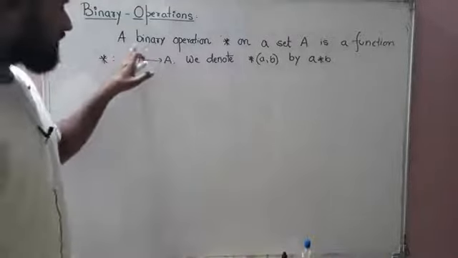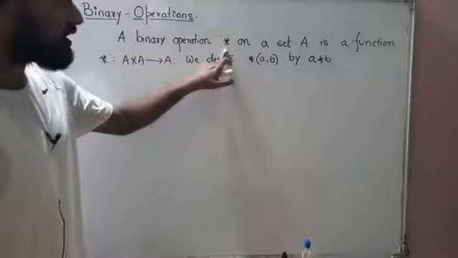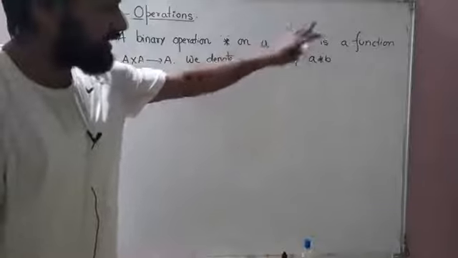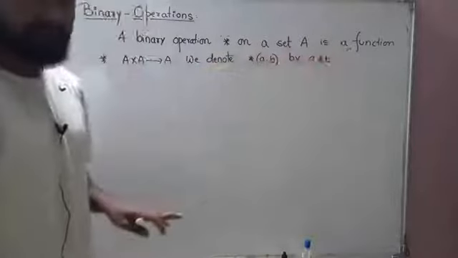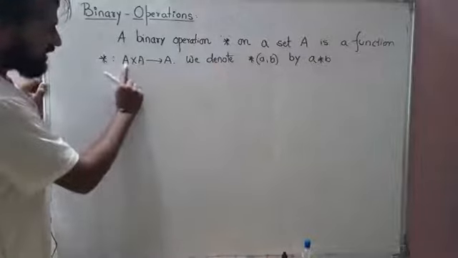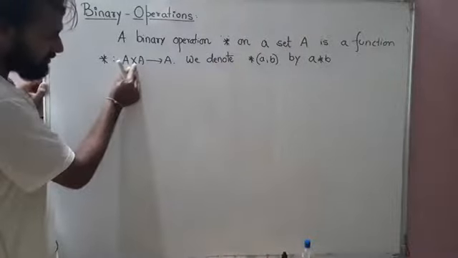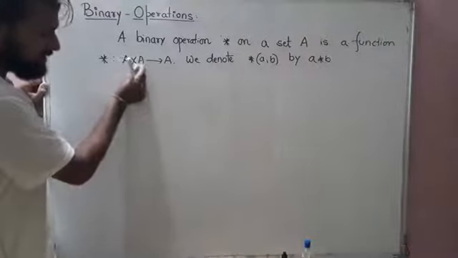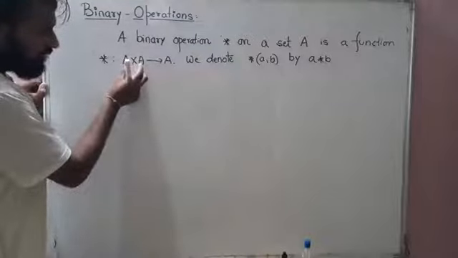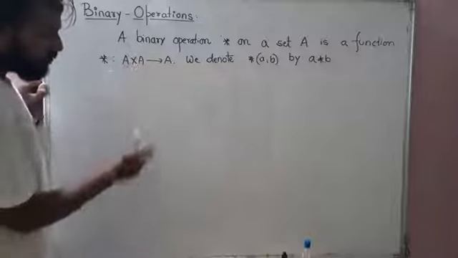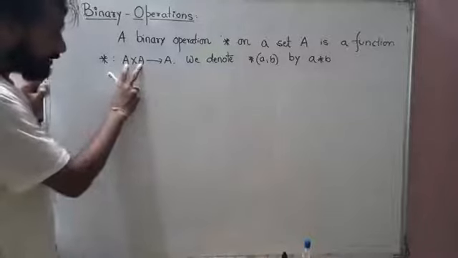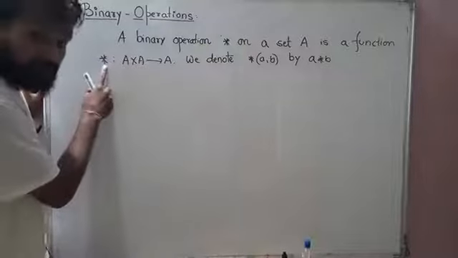So the definition for binary operation is a binary operation star. This is star, okay? Star on a set A, any set A, is a function. So binary operation is a function which is defined as A cross A. This is cross. Okay, we have two sets. In this case, we are taking same sets. We are taking any two elements from these two sets, and we are doing this operation. This operation can be anything.